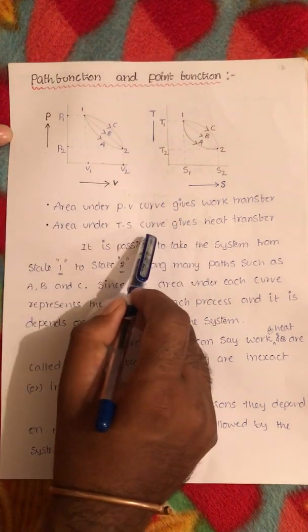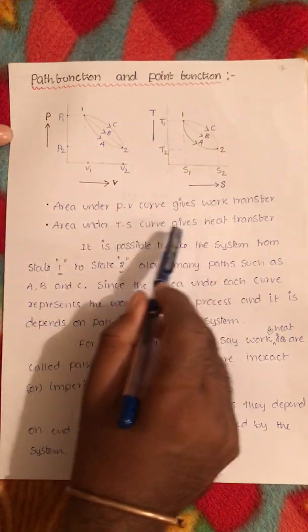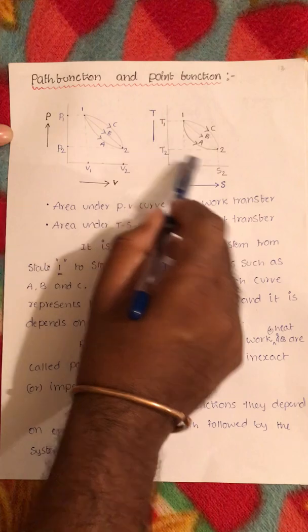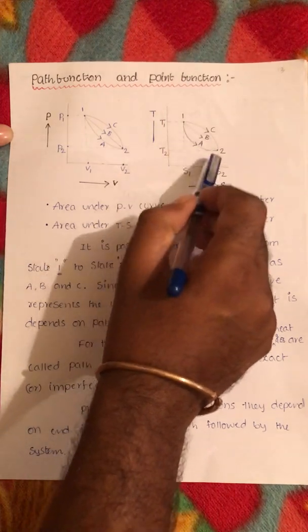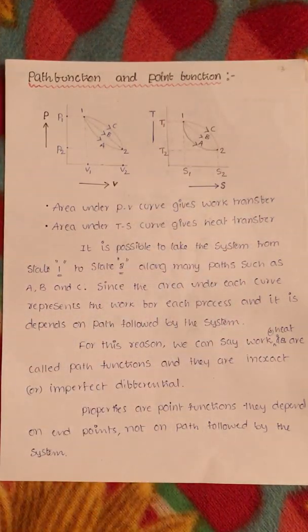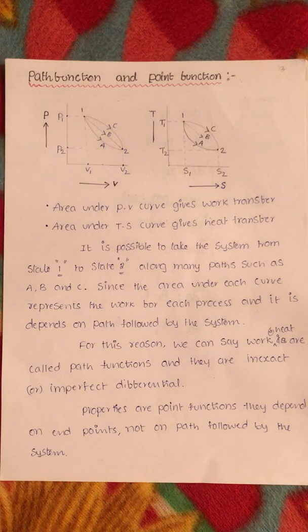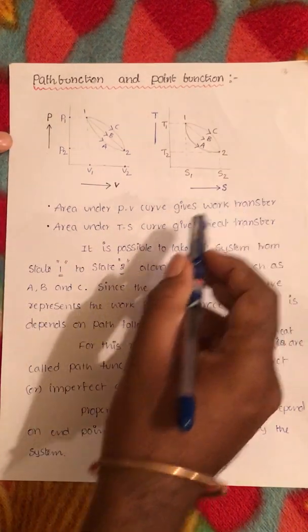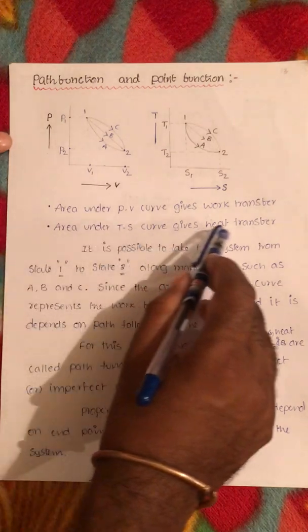Similarly, the area under a TS (temperature-entropy) curve gives heat transfer. For example, if you draw any process on a TS plot and find the area under the curve, that area gives the heat transfer. In a PV plot, area gives work transfer. In a TS plot, area gives heat transfer.